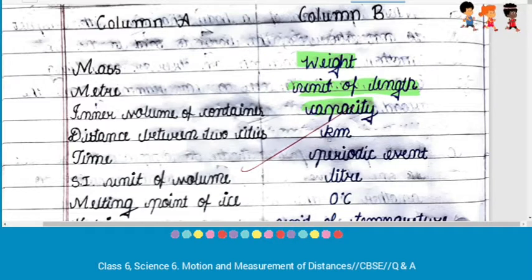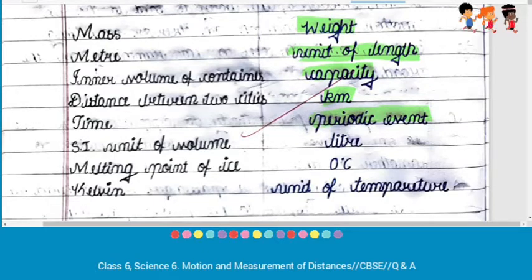Distance between two cities is measured in kilometer. Time is a periodic event. SI unit of volume is liter. Melting point of ice is 0 degree Celsius. Kelvin is a unit of temperature.